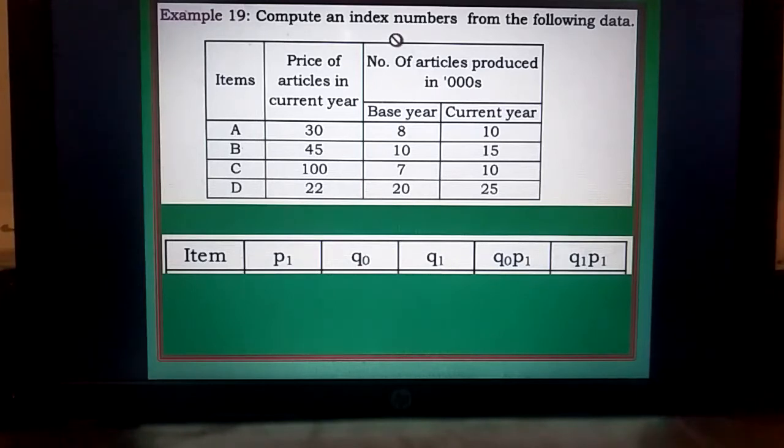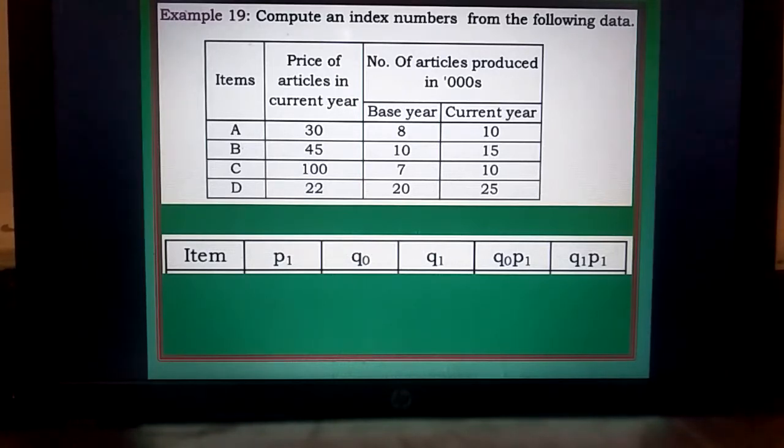So compute an index number, that way it is given, but which index number is to be calculated is not at all mentioned in the question. So you need to decide, students, based on the given data, which is the best possible index number that can be calculated. Such problems we have already solved in price index numbers also.